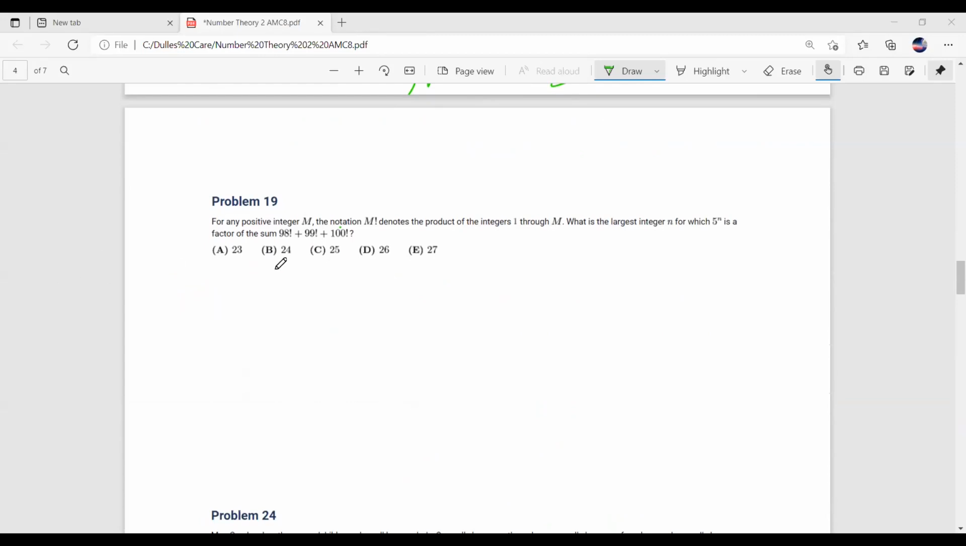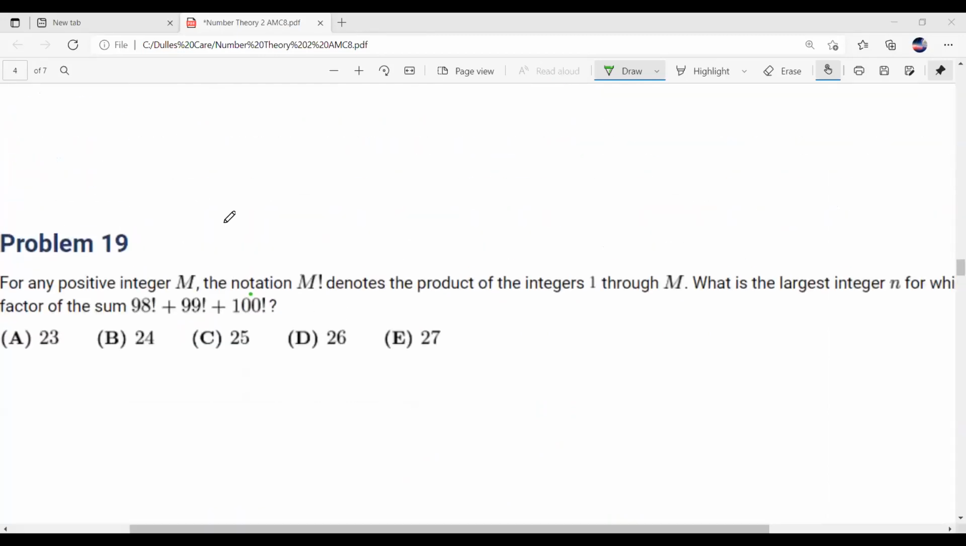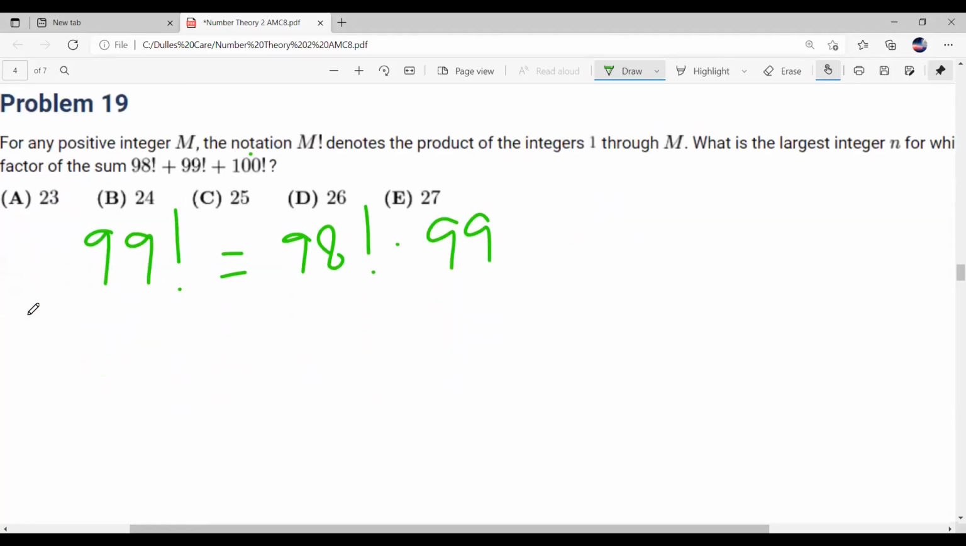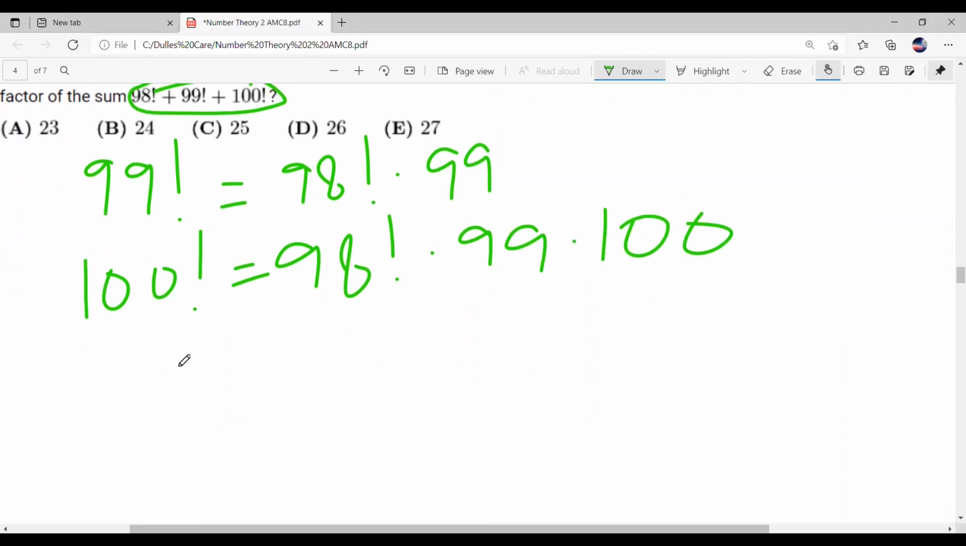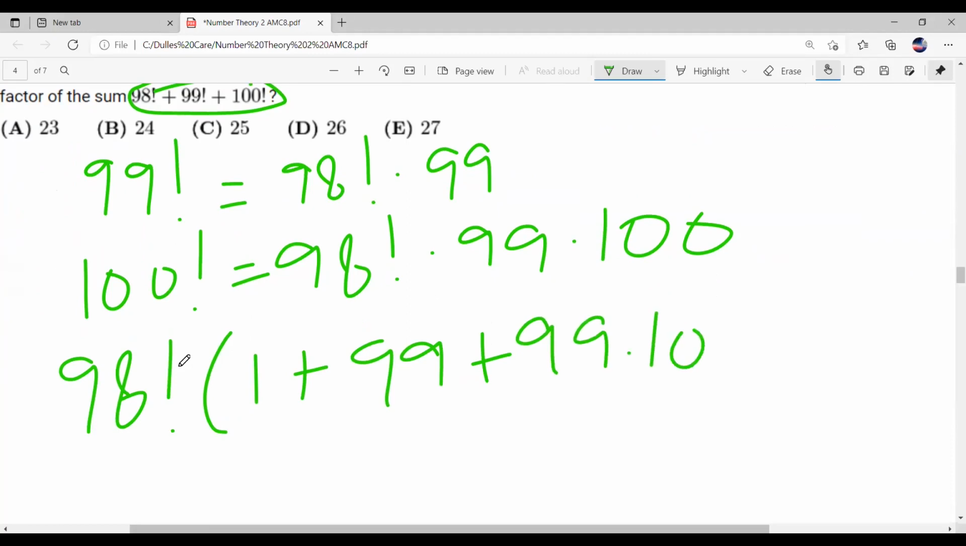All right, so this is one fantastic expression. 98 factorial plus 99 factorial plus 100 factorial is really big. First of all, let's rewrite this as something else. 99 factorial is equal to 98 factorial times 99. Likewise, 100 factorial is equal to 98 factorial times 99 times 100. So let's factor out the 98 factorial: 98 factorial times (1 plus 99 plus 99 times 100).